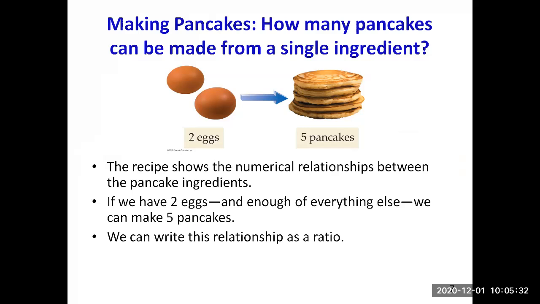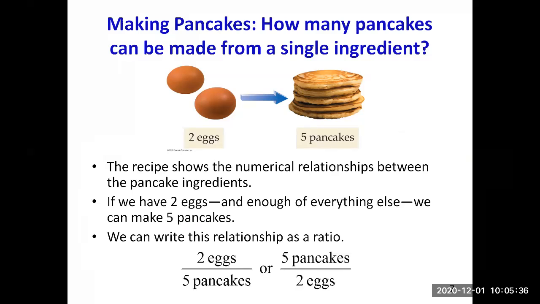And you can write this relationship as a ratio, as a conversion factor, where you have, for example, 2 eggs over 5 pancakes, or 5 pancakes over 2 eggs. And so these two ratios can be used as conversion factors between pancakes and eggs, depending on what you start with.